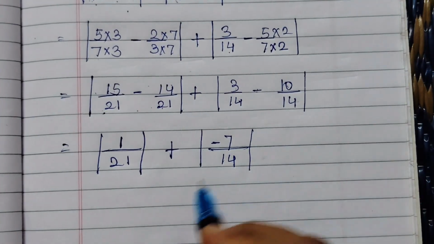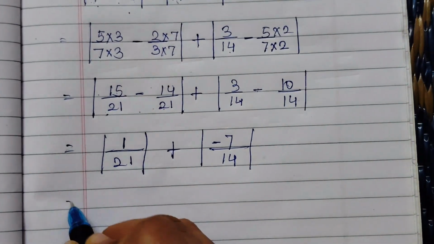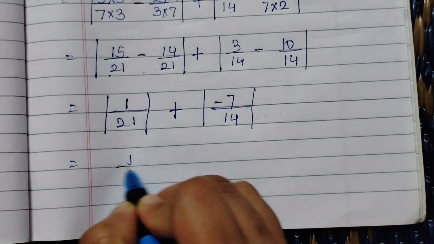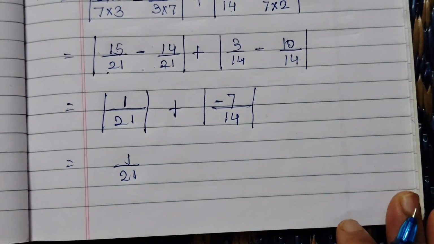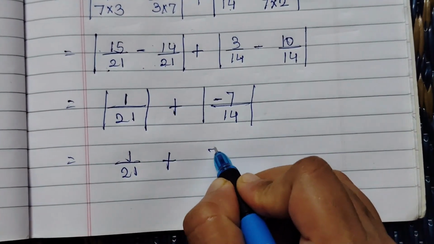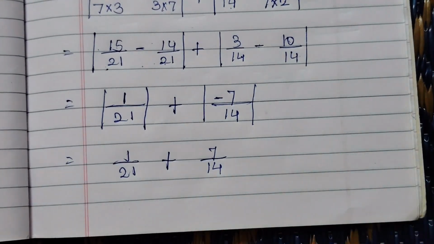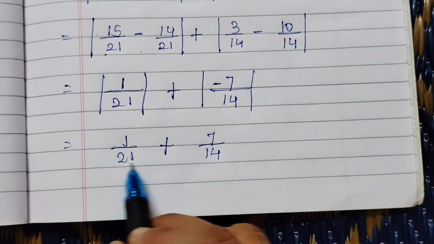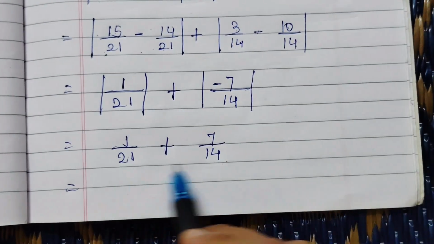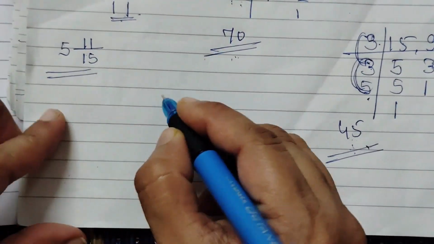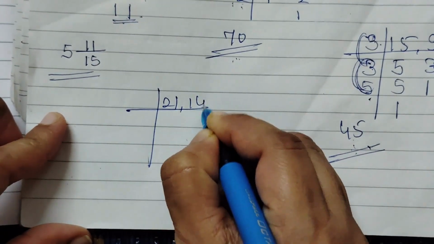Okay, now further I will remove them from the absolute values. So when I remove, the numbers become positive only. So 1 upon 21 will remain as 1 upon 21. Then plus sign, minus 7 upon 14 will become 7 upon 14. Okay. Now here again addition is there, so we have to equalize the denominator. So if we see 21 and 14 go in the 7 table, right? We will take out the LCM of 21 and 14.